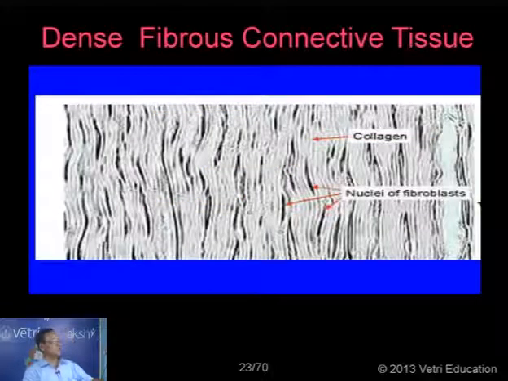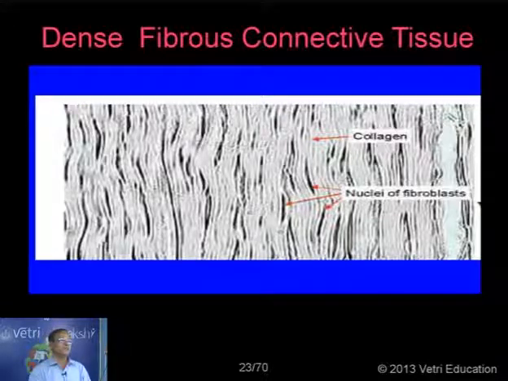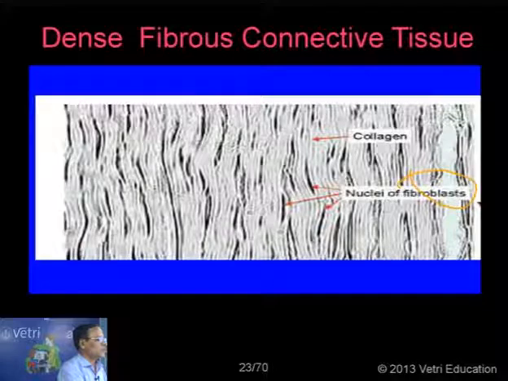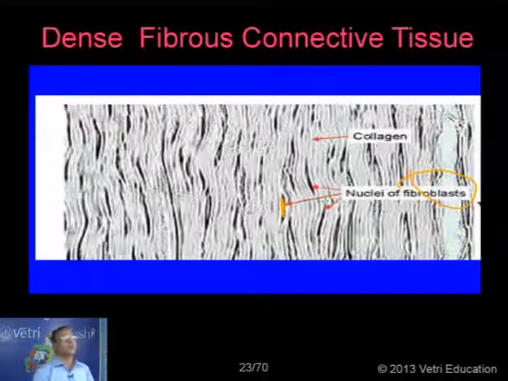Now we see the dense fibrous connective tissue. Here you cannot see the matrix because the matrix is fully packed with collagen fibers. The fibers are secreted by the fibroblast. What is represented here as the black spot is nothing but the nucleus of the fibroblast. So we have bundles of collagen fibers packed together.